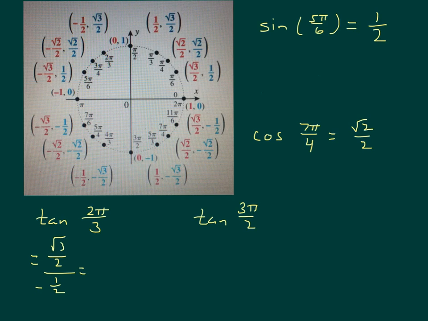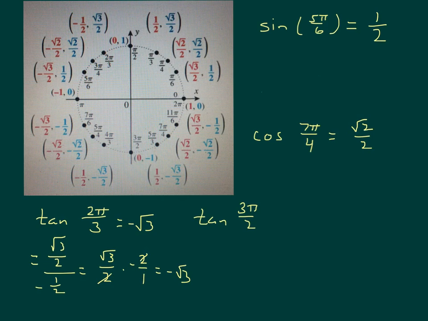When I divide by negative 1/2, that is going to be square root 3 over 2 times negative 2 over 1. And when I simplify it, the 2's will drop off, and I get that the tangent of 2 pi over 3 comes out to be negative square root of 3.